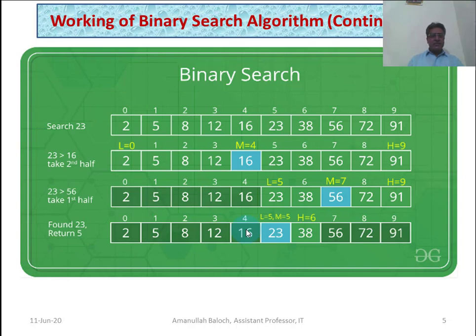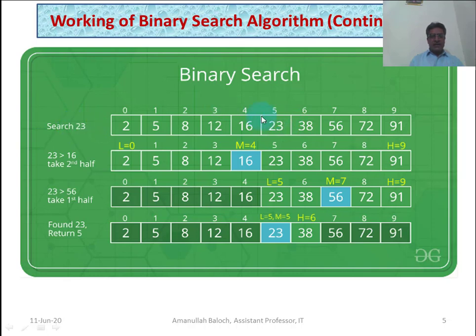Working of binary search algorithm. This is the example. From 0 to 9, there are 10 values in this array, and the computer has to search for the value 23 in this array. This array is sorted, that is, in ascending order. Now the binary search algorithm starts its search operation, and the target of the binary search algorithm is 23.